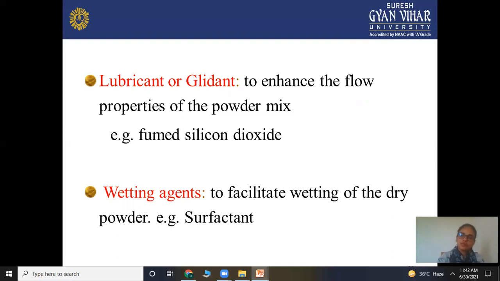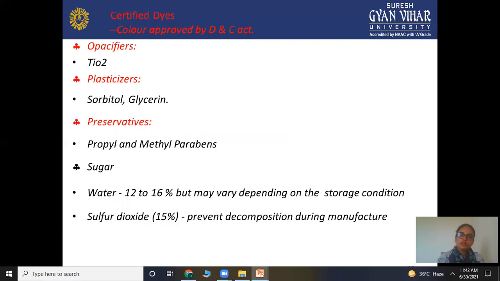In wetting agent, an example is surfactant. Next is certified dyes. These dyes are used in your capsule formulation because they are certified by D&C or FD&C. You can use any of these dyes according to your requirement or choice, but they should be approved dyes. In this, an opacifier is used. An example is TiO2, titanium dioxide.